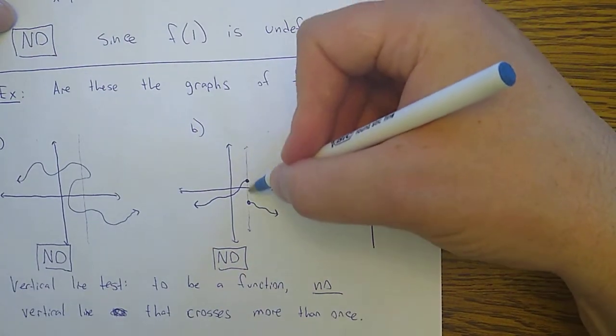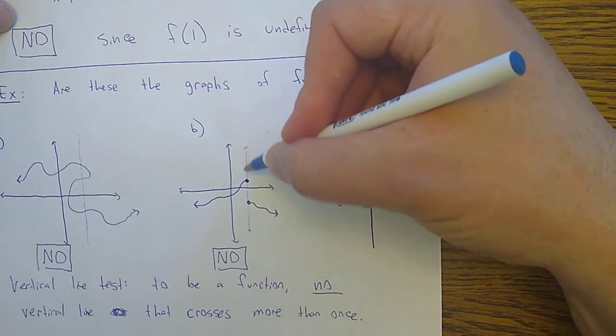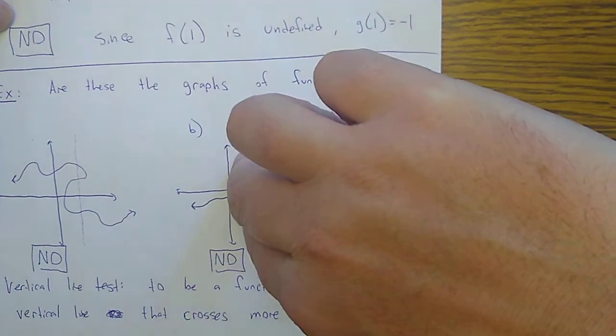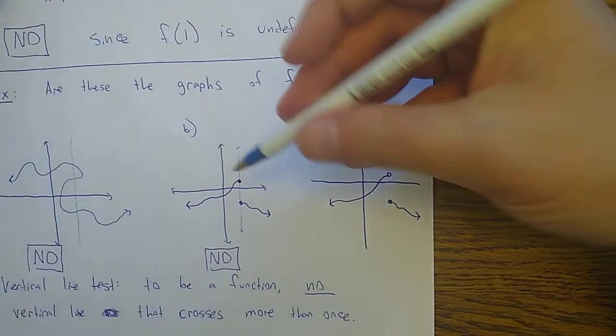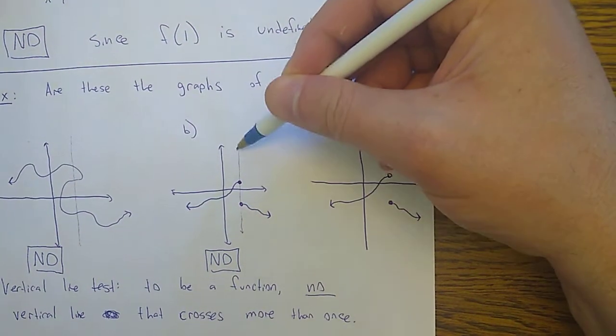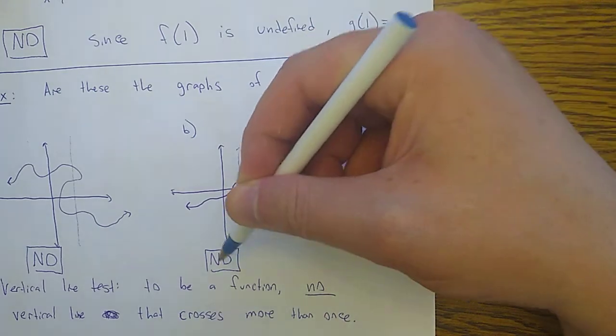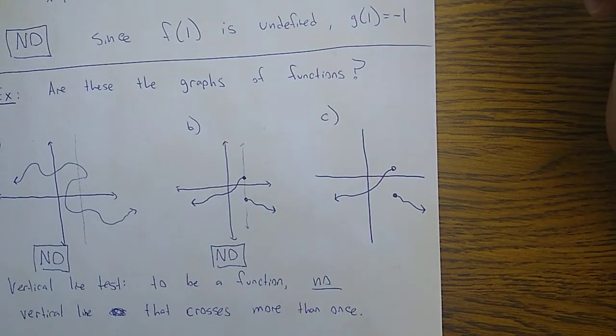And the only problem is this vertical line right here crosses twice. If I just scooted this a little bit to the left or to the right, then it would only cross once, and that would be fine. But the fact that there's this one vertical line that crosses twice means the answer is no.